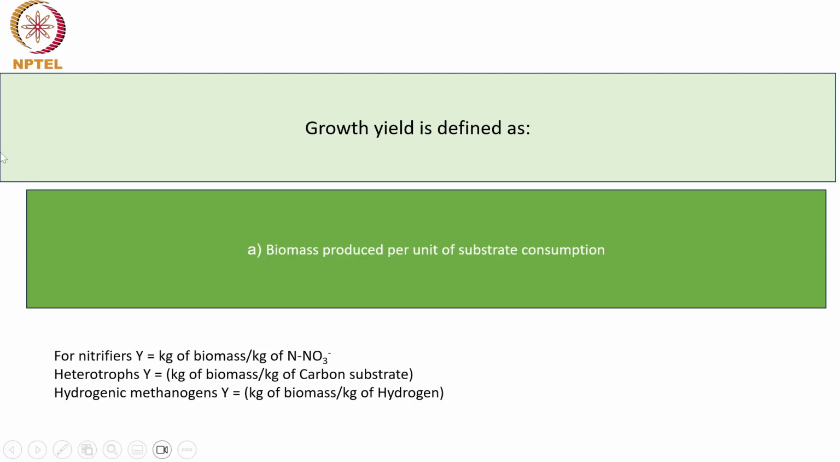So your Y will be equal to biomass produced, the rate of biomass production, which is dx, and substrate consumed, which is ds. So dx by ds will be your Y. Everyone please note down, Y will be dx by ds.